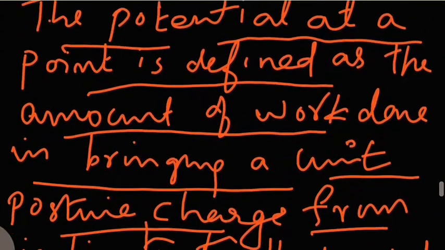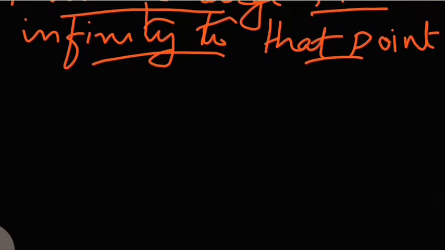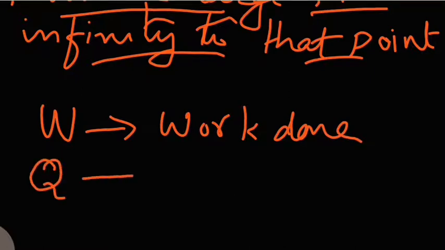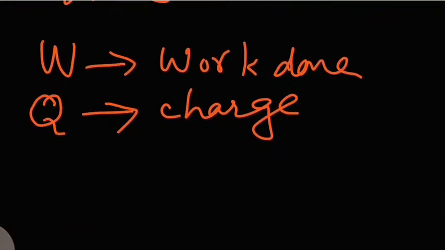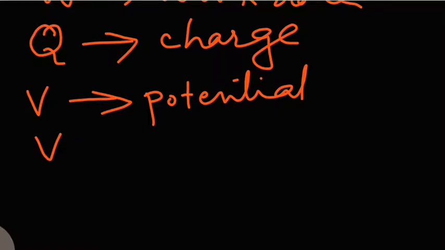Now let us look at the equation of potential. Here the main thing is we are bringing a unit positive charge, but in an actual case, any amount of charge can be brought. Suppose W is the work done in bringing a charge, and Q is the charge which we are bringing from infinity to a point A or B or C or whatever it be. Then we can define potential V is equal to work done per unit charge.